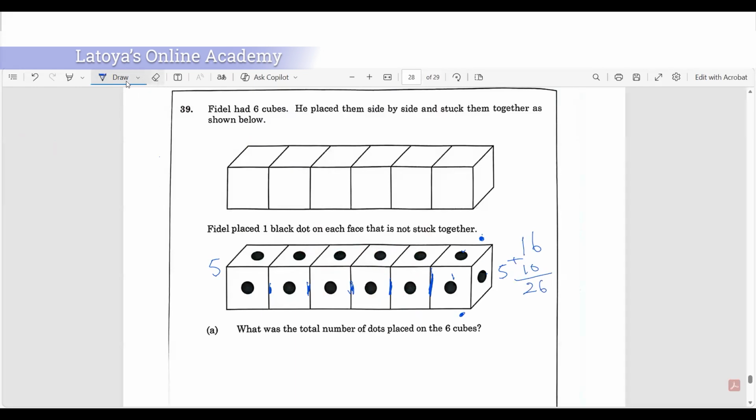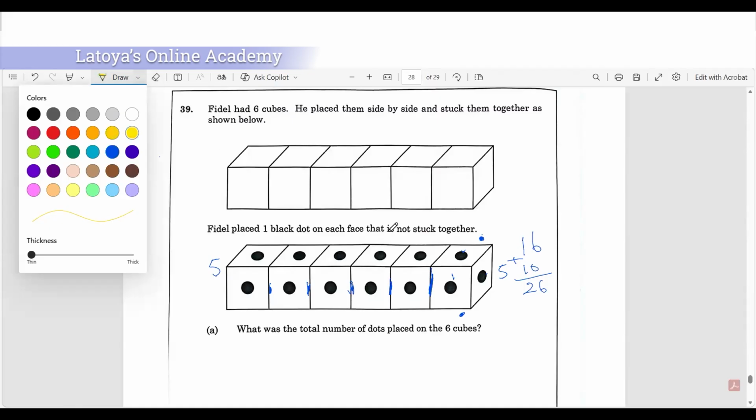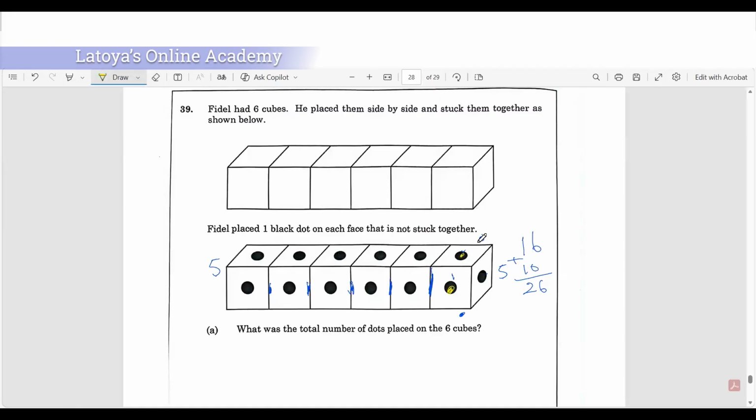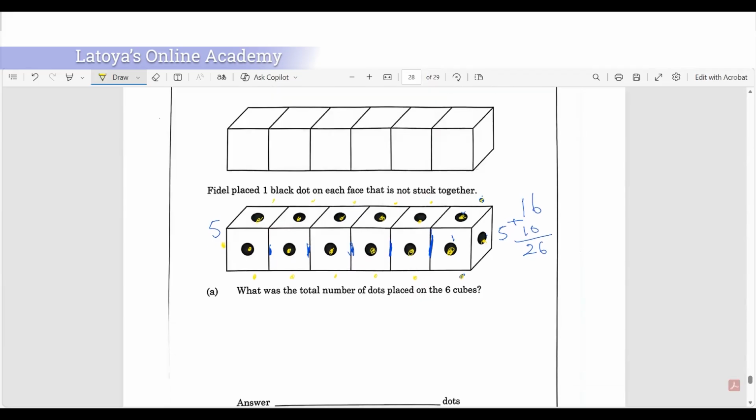Some of you may not have multiplied, but you will have counted on. So let's count on. Here is 1, 2, on this side is 3, 4, underneath is 5, 6, 7, 8, underneath 9, 10, 11, 12, underneath is 13, 14, 15, 16, 17, 18, 19, 20, 21, 22, 23, 24, 25, and on this side, which is not stuck, 26. So the total number of dots placed on the 6 cubes is 26.